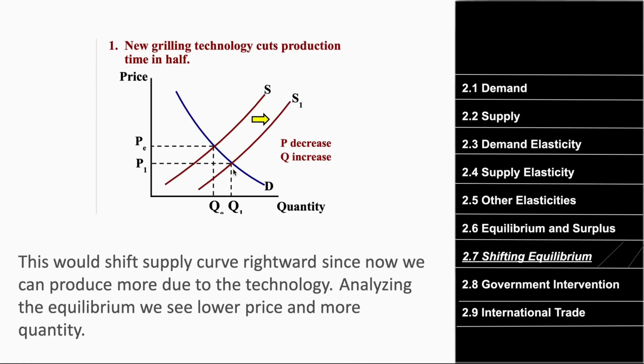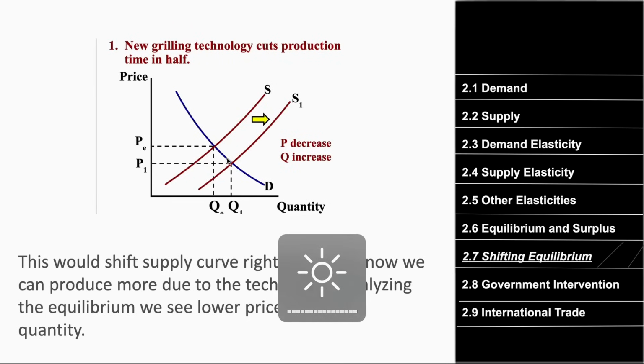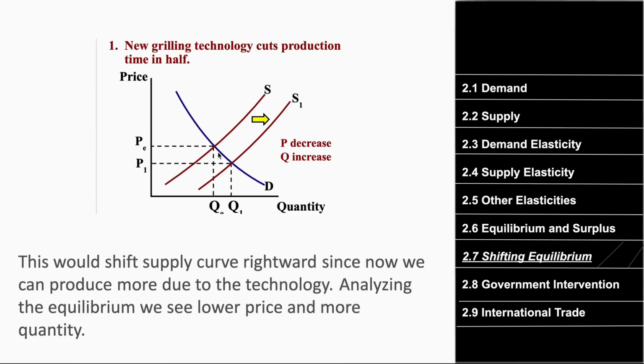You want to analyze the equilibrium. Demand does not change because this scenario has nothing to do with demand. So you look at the equilibrium, right? The quantity increases because there's more on the x-axis. Price decreases because the y-axis is a decrease. So make sure to analyze the equilibrium. And this is how you shift the supply and demand curves.